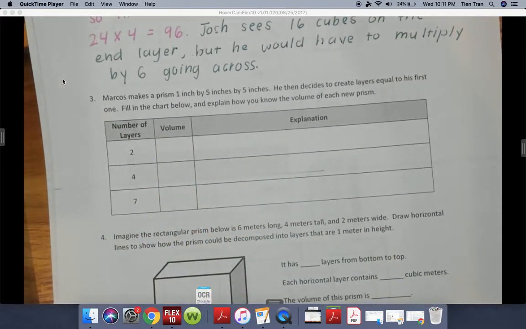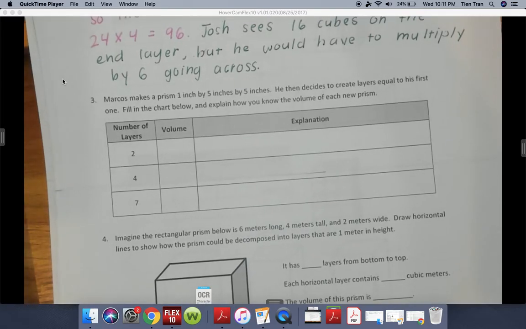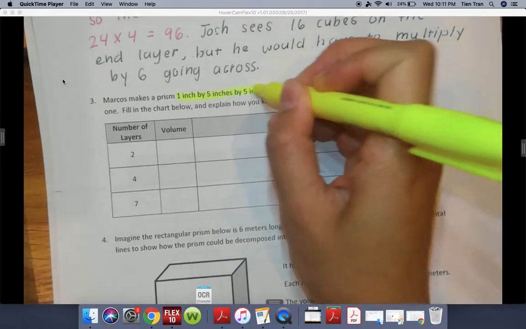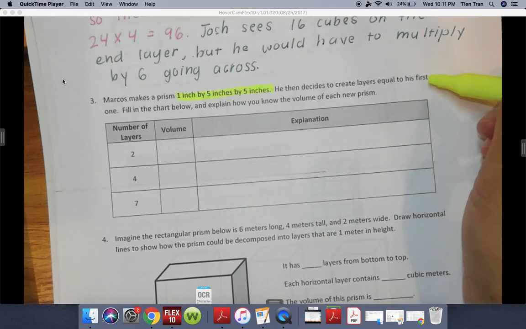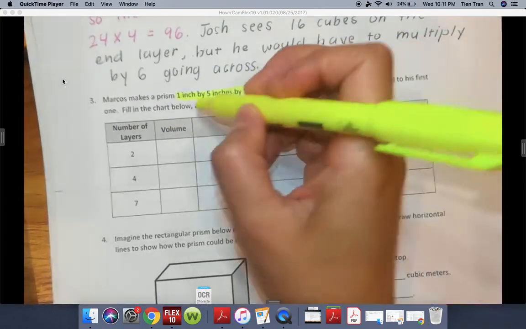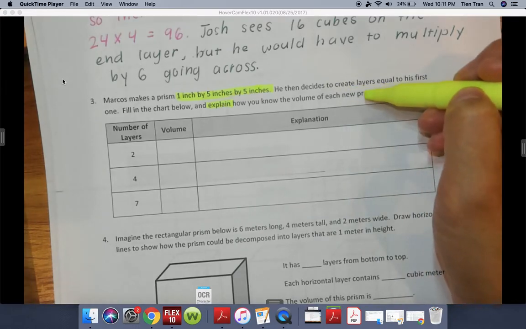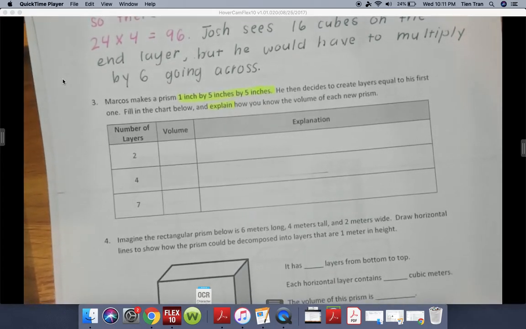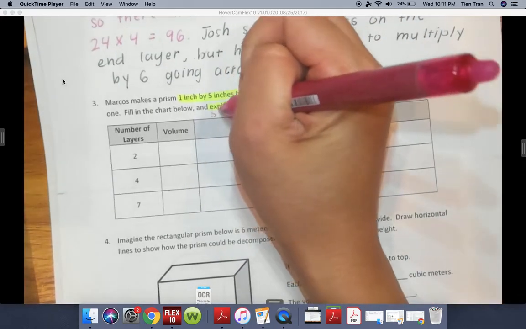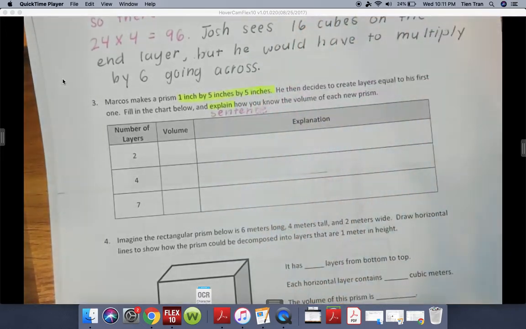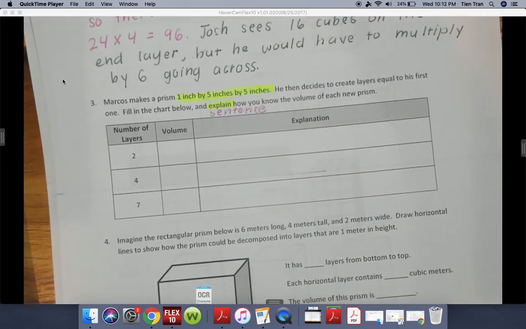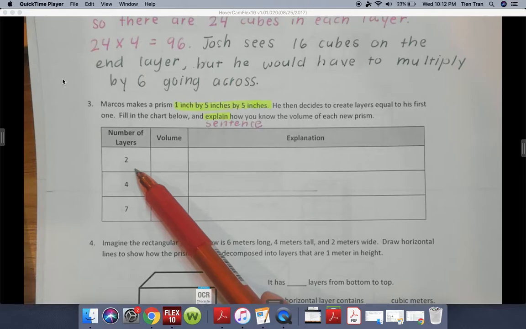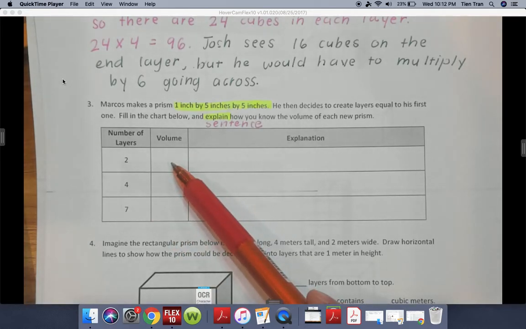Problem 3. Marcos makes a prism 1 inch by 5 inches by 5 inches. He then decides to create layers equal to his first one. Fill in the chart below and explain how you know the volume of each new prism. Okay, so I need to explain, and whenever I see the word explain, it is asking me to write a sentence. So I need to make sure I am writing a sentence and being very clear. Okay, so this right here tells me the layers, and then I need to figure out what the volume is.